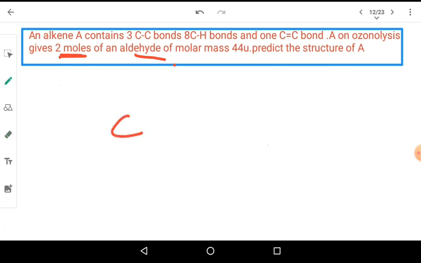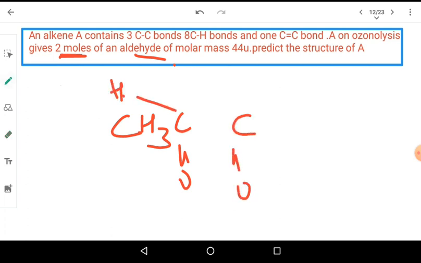That is CH3 C double bond O single bond H, and another molecule of, so I will put the hydrogen to this side, and we have C double bond O H and CH3.